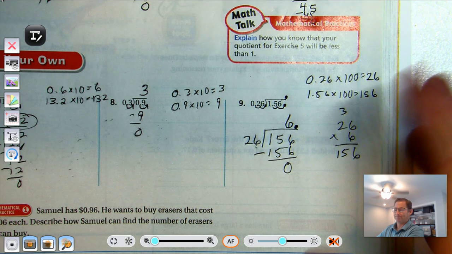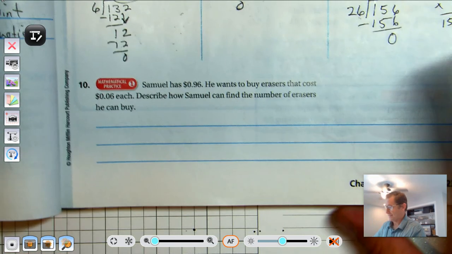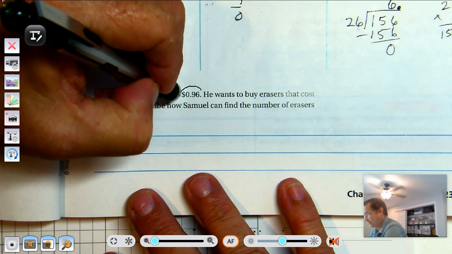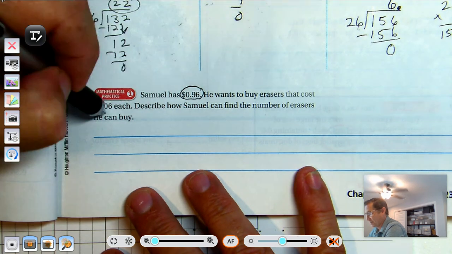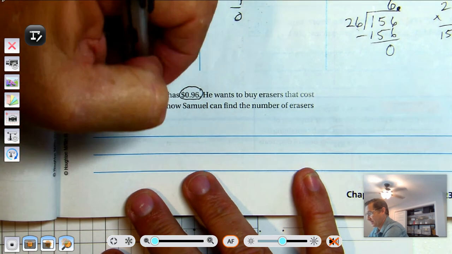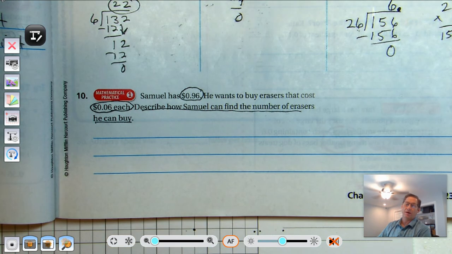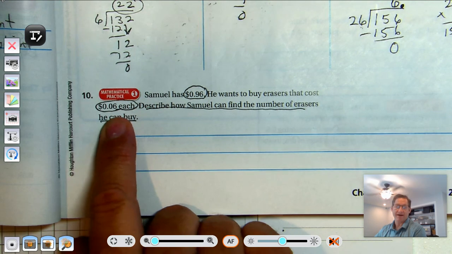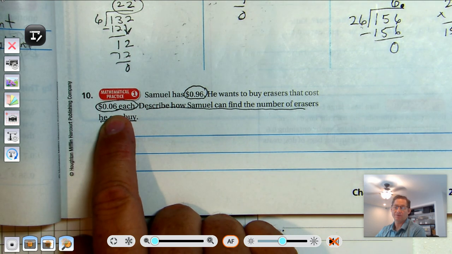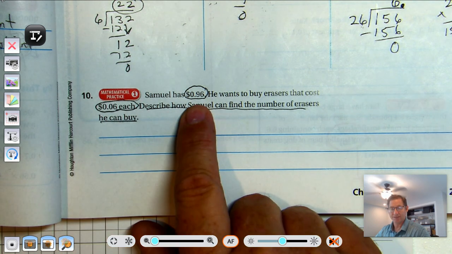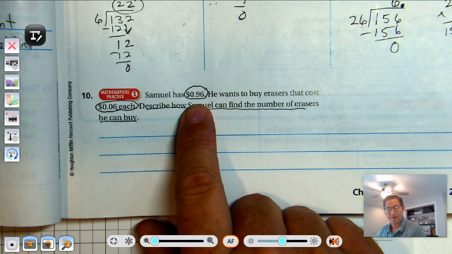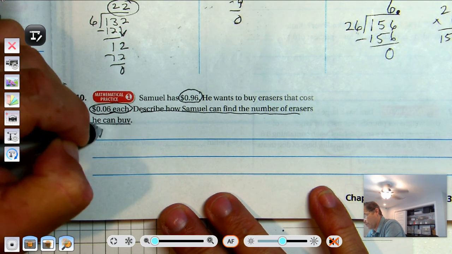All right, number 10. Samuel has 96 cents. He wants to buy erasers that cost 6 cents each. Describe how Samuel can find the number of erasers he can buy. All right, so the first thing he would do is multiply the divisor, 6, by 100, right? Okay. Then he's going to have to multiply the 96 hundredths by 100. So let's start by saying multiply both numbers.